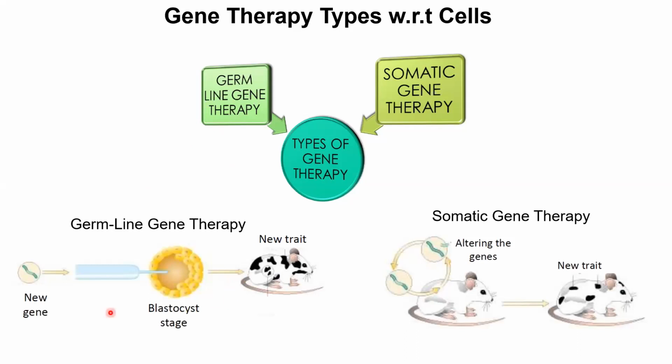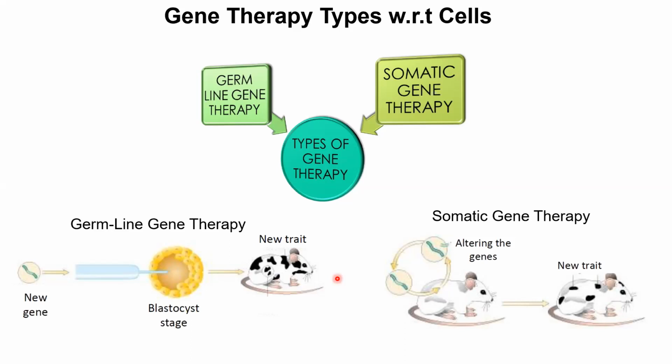You will have a new trait, as we discussed in the production of transgenic animals. This is a new gene, and through microinjection, it has been injected into the blastocyst stage. We have discussed this, and then it will be implanted into a surrogate mother, and you would see the new trait. And you could also check by breeding whether the gene is incorporated into the germline or not. When we have the gene in the germline, this means this particular animal in which we have done gene therapy could transfer it to its offspring.